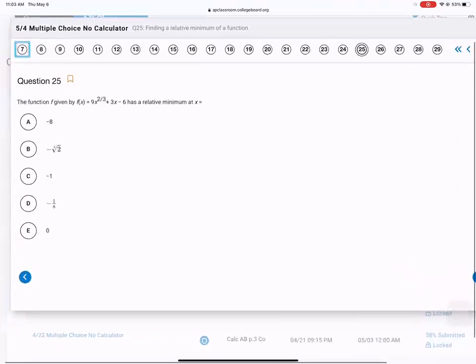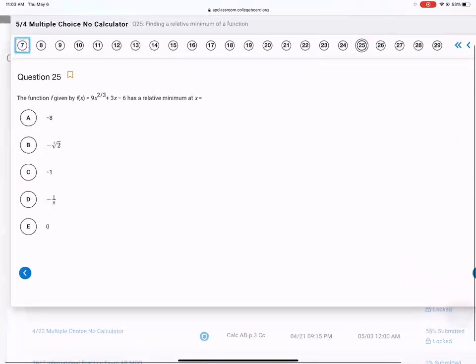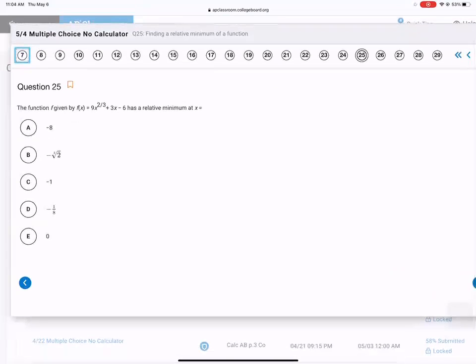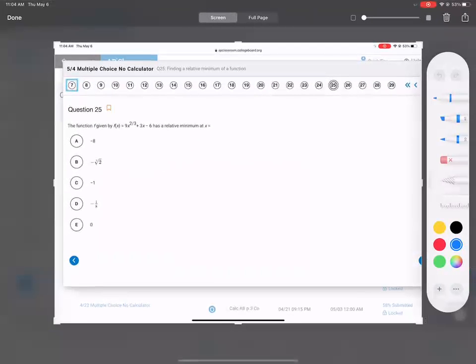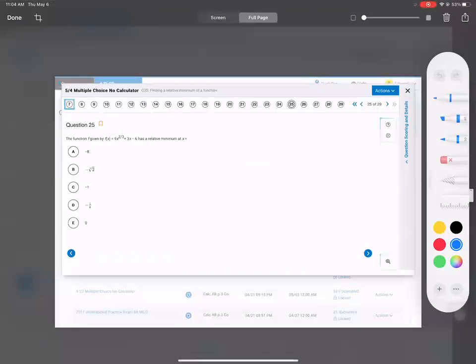Okay, let's look at number 25. The function f given, this crazy function, has a relative minimum. Now, how do I find this idea of relative minimums and maximums? When I hear minimum, I think of a parabola. Here's a parabola. Isn't there a minimum here for a parabola? How do you find that? Oh, it's when the slope is 0.